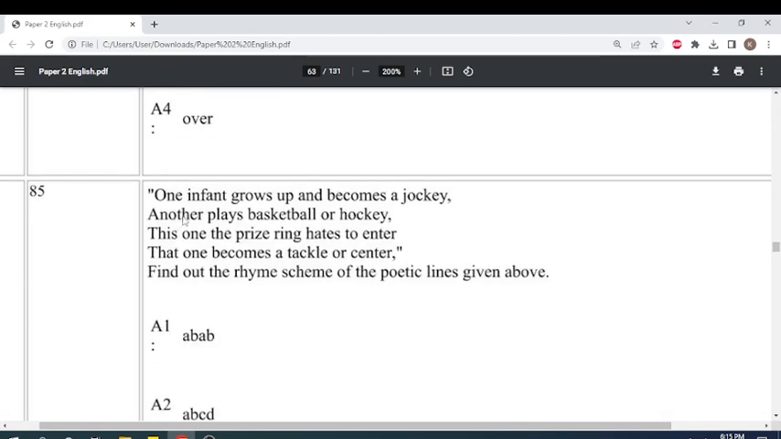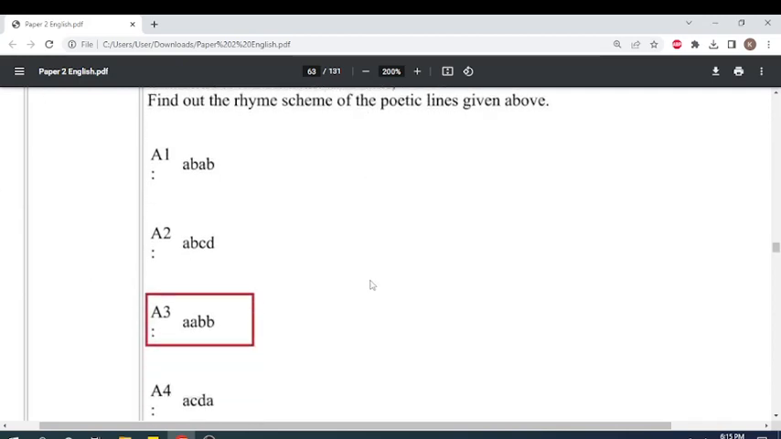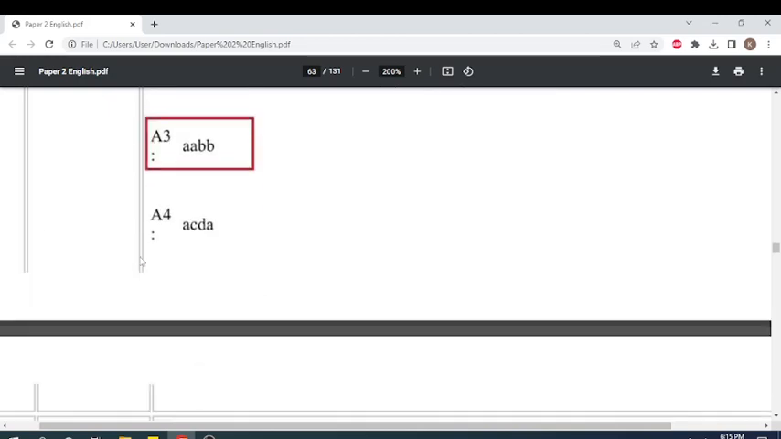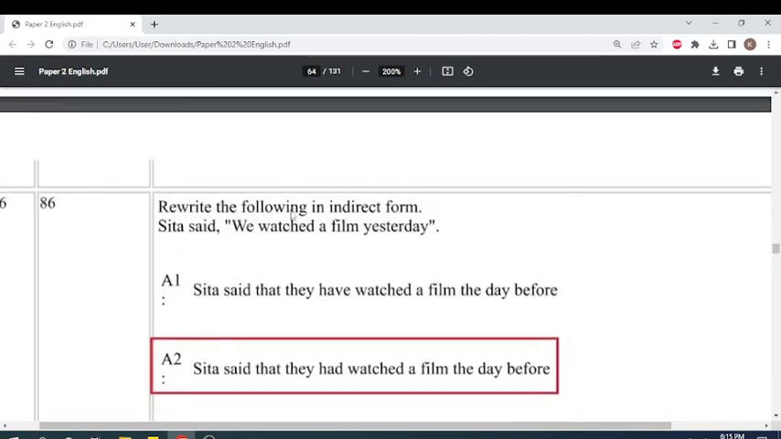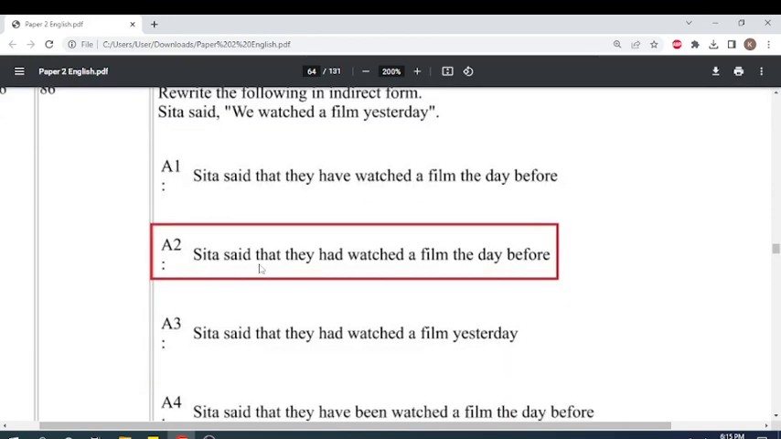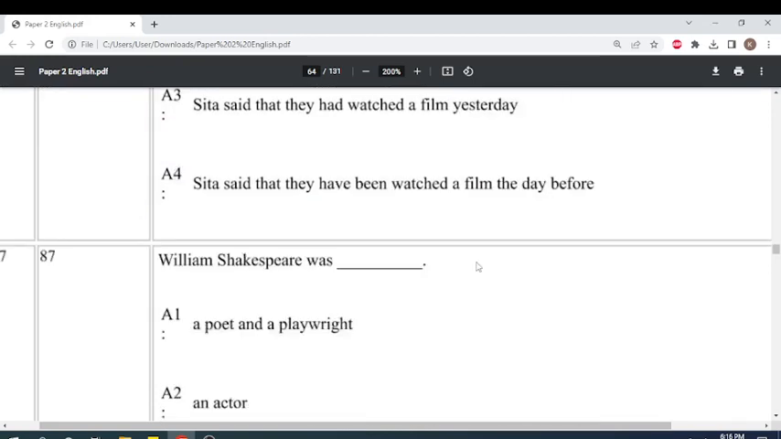85. One infant grows up and becomes a jockey. Another plays basketball or hockey. This one the prize ring hates to enter. That one's become a tackle or center. Find out the rhyme scheme of the poetic lines given above. Answer: A3, AABB. 86. Rewrite the following in the indirect form. Sita said, we watched a film yesterday. Answer: A2. Sita said that they had watched a film the day before.